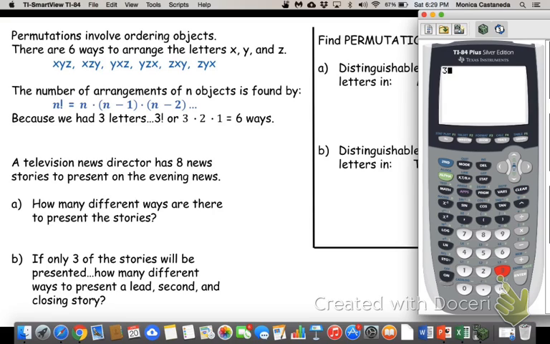go over here to the math button, click on math. We're going to scroll all the way over to PRB, probability. And then if we scroll down to number 4, we can see the exclamation mark, or factorial. Going to hit enter. We see our 3 factorial, and we hit enter again. And there is our 6 for our 6 ways.